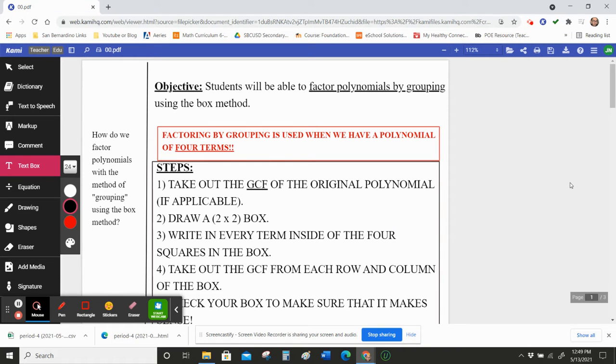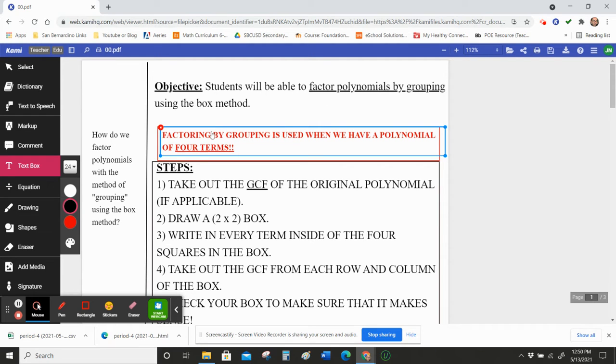Hey guys, in this lesson we're going to be talking about factoring polynomials by grouping, and then we're going to be using the box method to do so. So the objective for today is we're going to be able to factor polynomials with the method of grouping, quote unquote, and then I like using the box method.